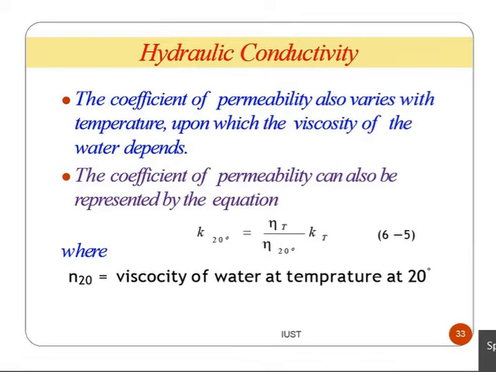K_T means permeability at a given temperature, or hydraulic conductivity at a given temperature.